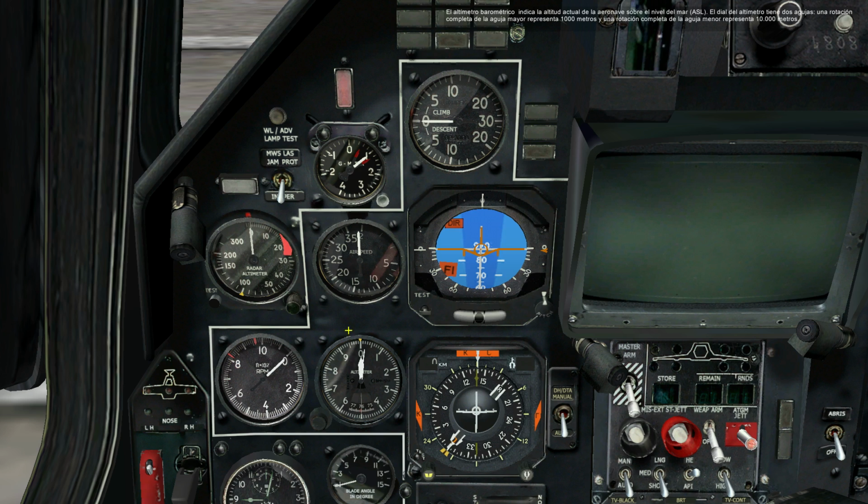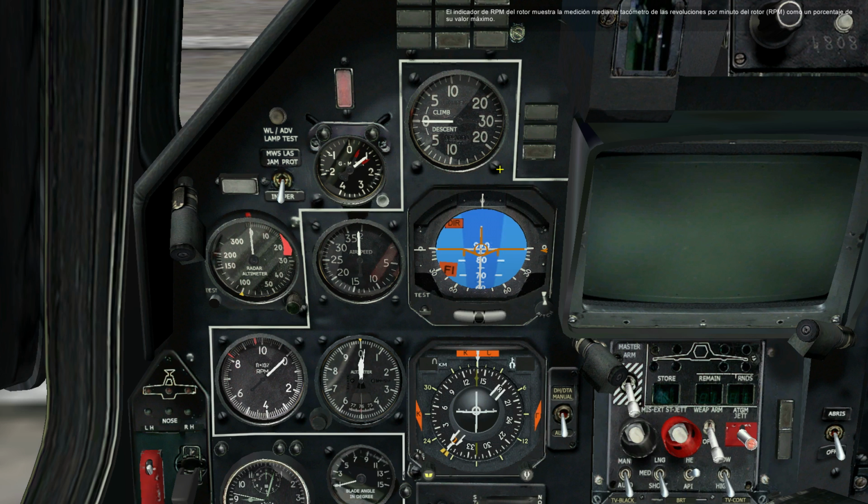The barometric altimeter indicates the aircraft's current altitude above sea level, ASL. The altimeter dial has two hands. One full rotation of the long hand represents 1,000 meters, and a full rotation of the shorter hand represents 10,000 meters. The vertical velocity indicator, VVI, measures the aircraft's rate of climb or descent and also is used to help maintain level flight.